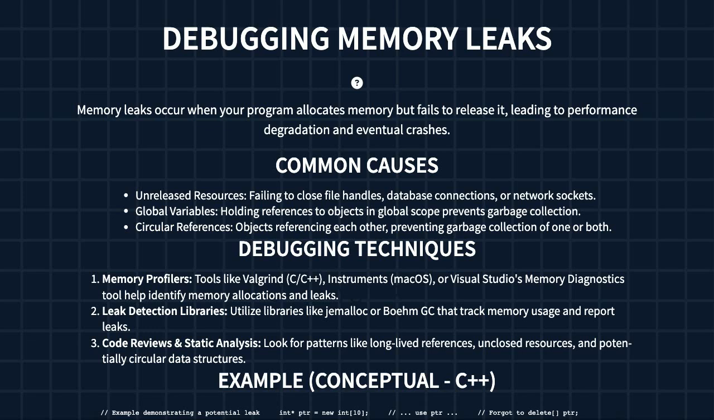Common culprits include not closing connections, forgetting to release resources, or even tricky circular references between objects. To find these leaks, we use tools like memory profilers, which track where memory is being allocated and deallocated, and leak detection libraries that help us spot issues. Code reviews and static analysis can also be really effective, just looking for clues in your code. And as a reminder, preventing memory leaks in the first place through good coding practices is always the best approach.